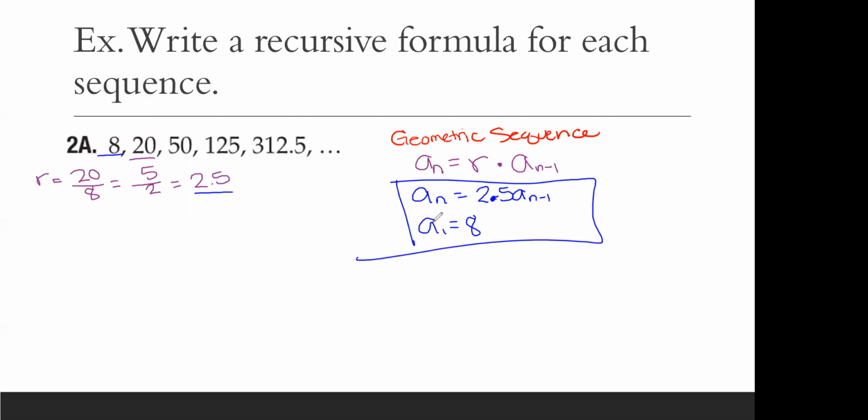Okay, so we do need that first term. If you have the recursive formula and you're trying to find out the next terms, you need to have the first term. You need to have at least one of the terms in order to figure out the rest.